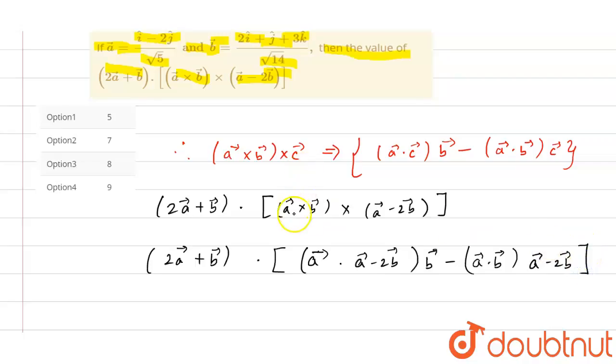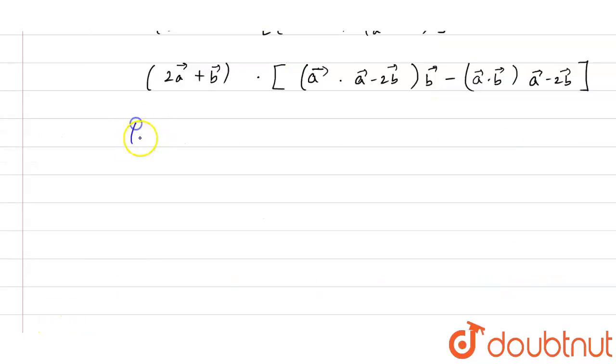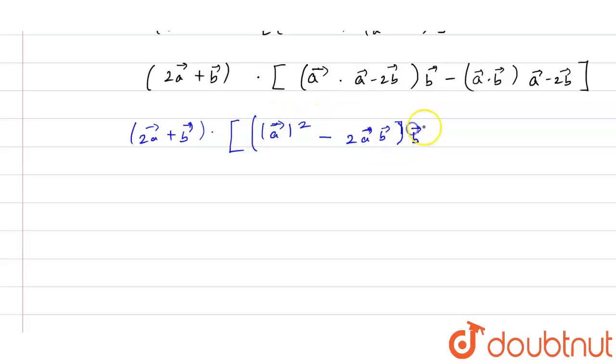Here we have applied this identity, a vector dot c vector. We have considered this as a c vector and b vector as it is, minus a dot b vector and c vector as it is. So now this is as it is, that is 2a vector plus b vector as it is. And now if we multiply these terms, we get a dot a, that we can write as a vector modulus square, minus this 2a b vector, b vector and b vector as it is.